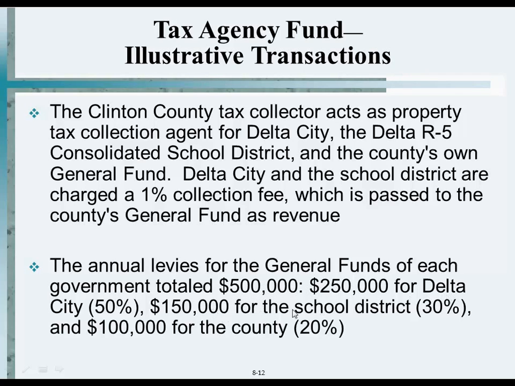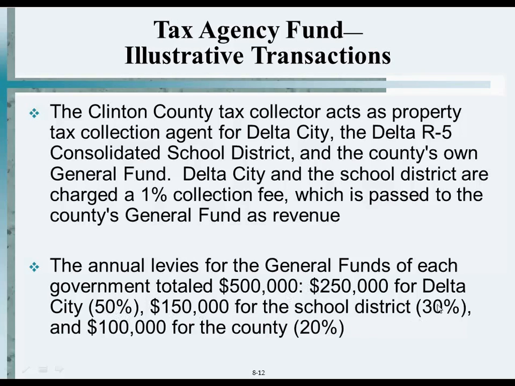$250,000 for Delta, $150,000 for school district, and $100,000 for the county itself, right? I'm sorry, did I say 4? It's really 3. Delta R5 consolidated school district. Yes, it's 3. Delta City, Delta R5 school district, and county's own general fund. Not 4, but 3. Okay? So we have 3 of them: Delta City, school district, and county.